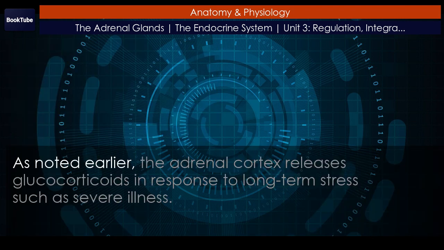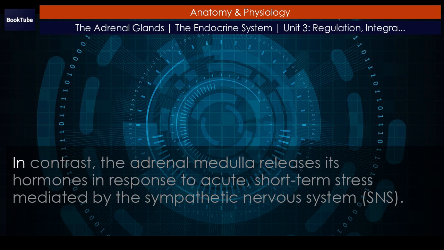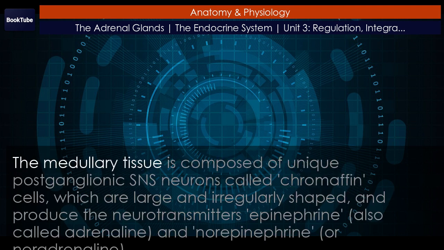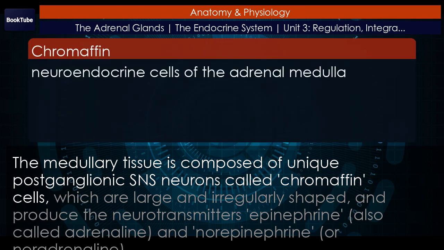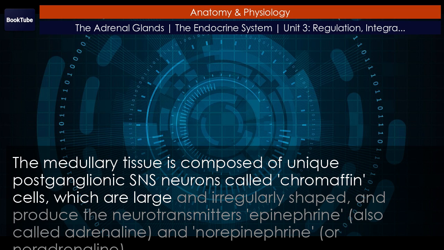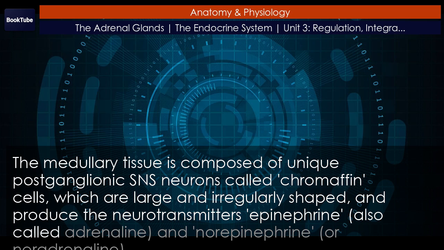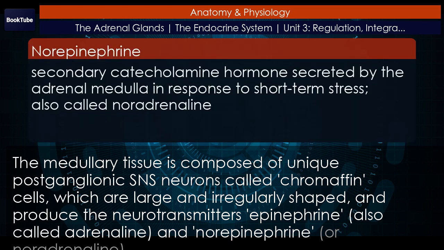Adrenal medulla. As noted earlier, the adrenal cortex releases glucocorticoids in response to long-term stress such as severe illness. In contrast, the adrenal medulla releases its hormones in response to acute, short-term stress mediated by the sympathetic nervous system, SNS. The medullary tissue is composed of unique postganglionic SNS neurons called chromaffin cells, which are large and irregularly shaped, and produce the neurotransmitters epinephrine, also called adrenaline, and norepinephrine, or noradrenaline.